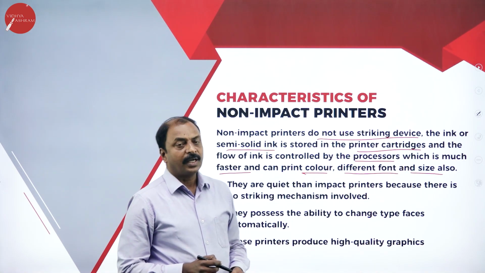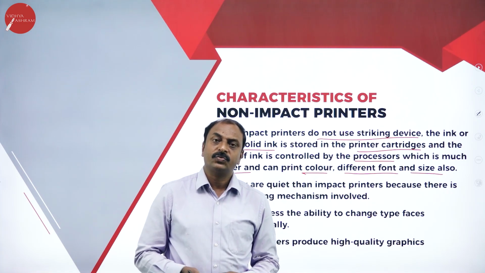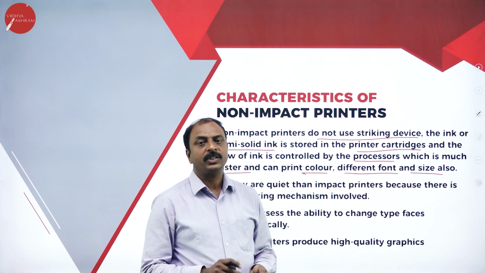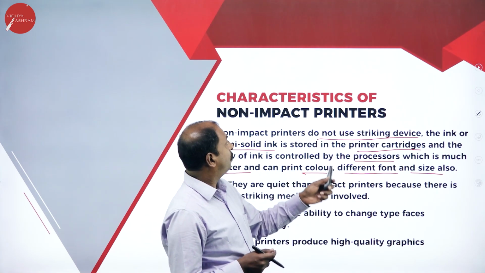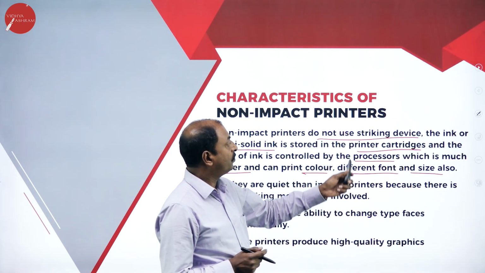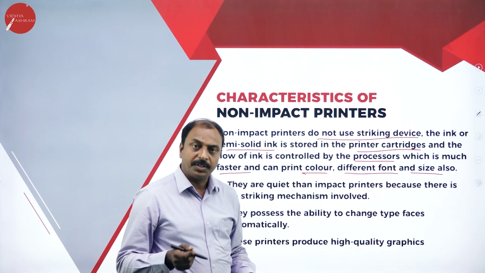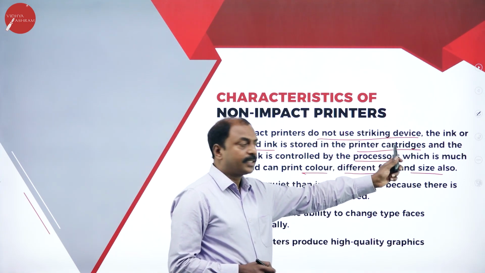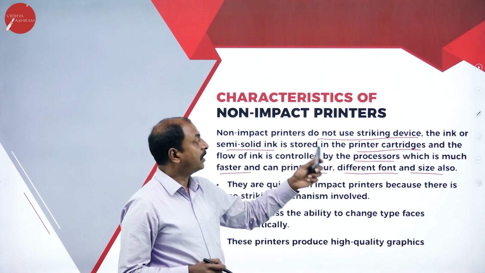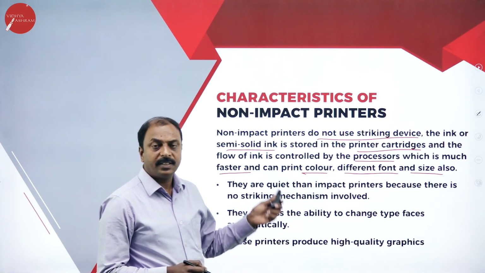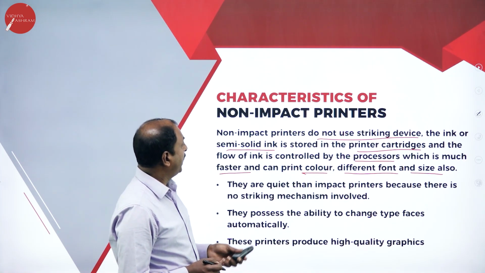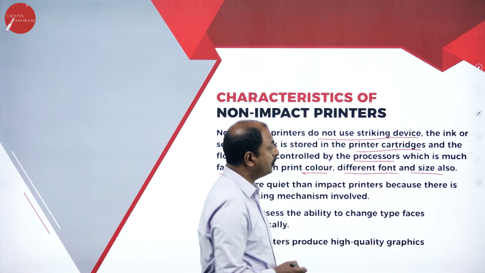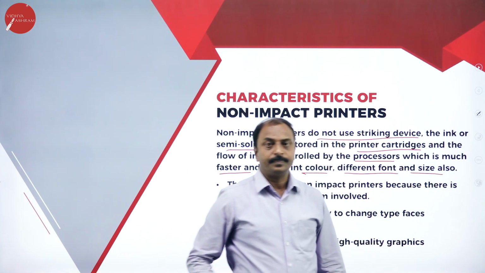These cartridges come in different colors for color printout. There will be one black and white cartridge, as well as one more cartridge for colors. So non-impact printers make use of printer cartridges. One is black and white and the other with different colors. All these activities are controlled by the processor inside this non-impact printer. And with the help of a non-impact printer, it is possible for us to get a color printout and different fonts and different sizes also.